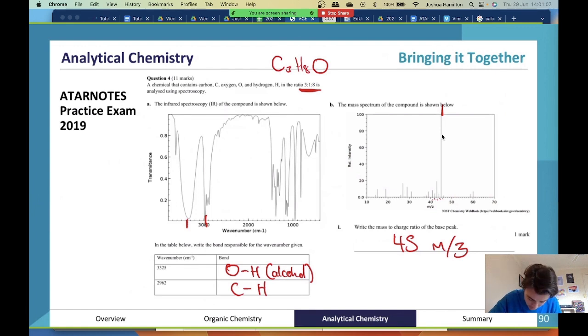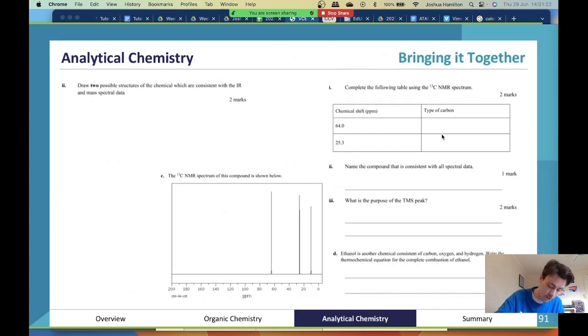Well, it's either going to be 59 or 60, I assume. 60 is probably going to be the answer. So I'm going to write 60 as my parent molecular ion. Now, that wasn't asked in the question, so it's not relevant to the question, but for me, that's useful. So moving on, what have I got so far? I've got that it's an alcohol, and I've got that it has a molar mass of 60. That's what I know so far.